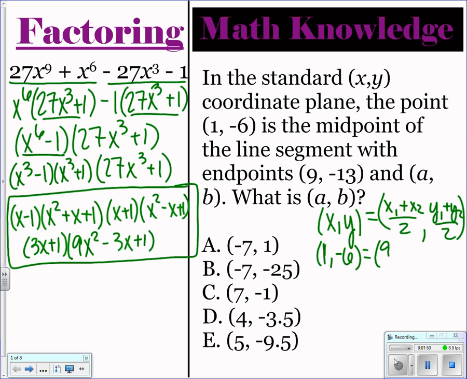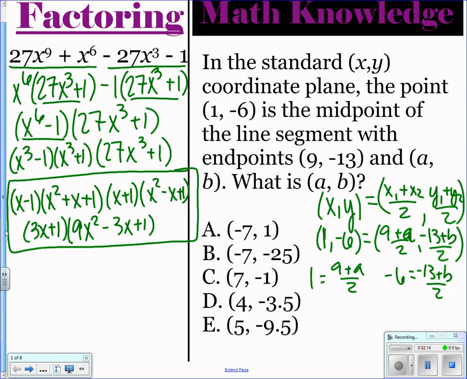and we have 9 plus a divided by 2. And then we have negative 13 plus b divided by 2. So 1 equals 9 plus a over 2. And negative 6 equals negative 13 plus b over 2.